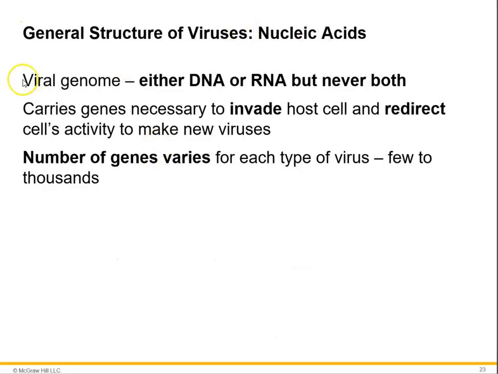All right, so again, that viral genome we said is going to be either DNA or RNA, never both. Please remember that. The virus is going to carry just the genes necessary to invade the cell and redirect that cell's activities to make more viruses. So the number of genes for each virus is going to vary, but in general, they're going to have many fewer genes than other organisms.